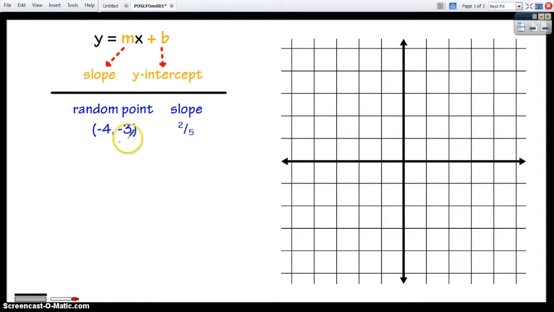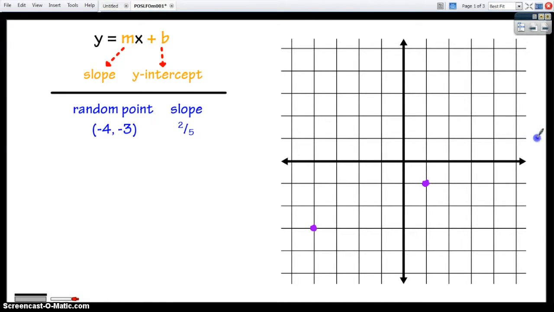As long as we have some kind of starting point, it doesn't have to be the y-intercept, it can be any starting point, we should be able to graph the line. So if I start with the random point -4, -3, mark it, and then do my rise and run, which is 2/5 from that point, I still can graph my line with no problem. And notice how the y-intercept would be somewhere here. It's not the y-intercept, it's just some random starting point that happens to be on my line.